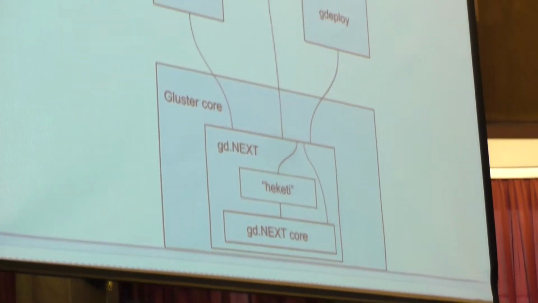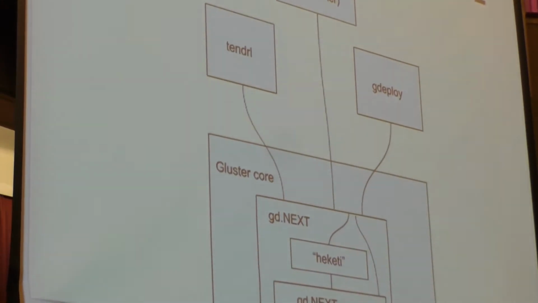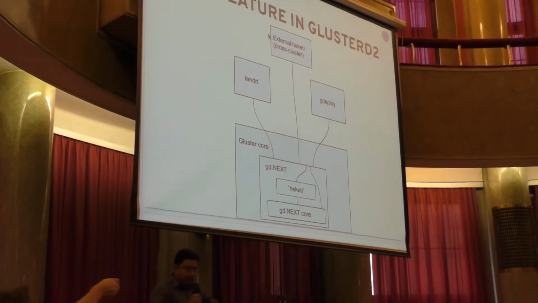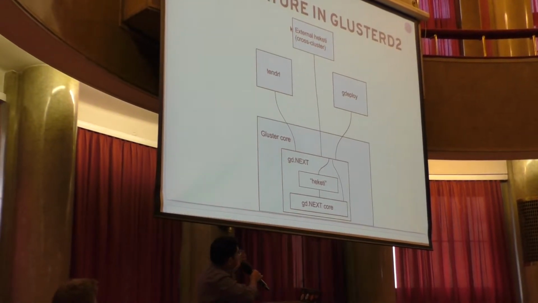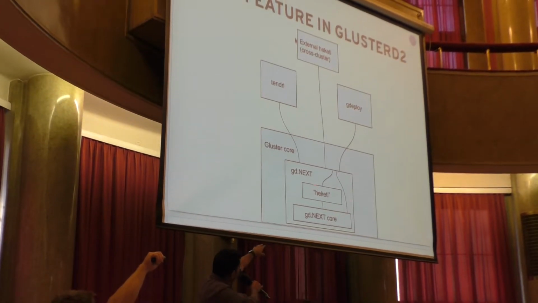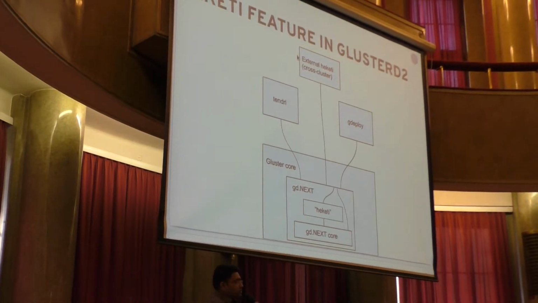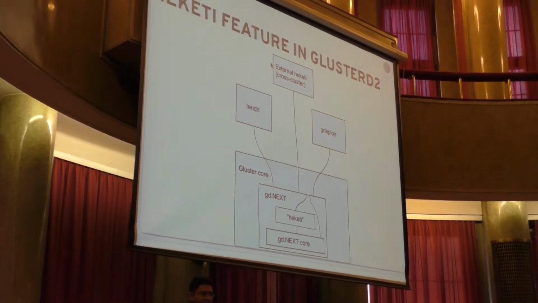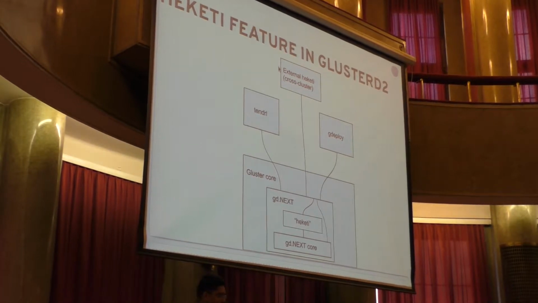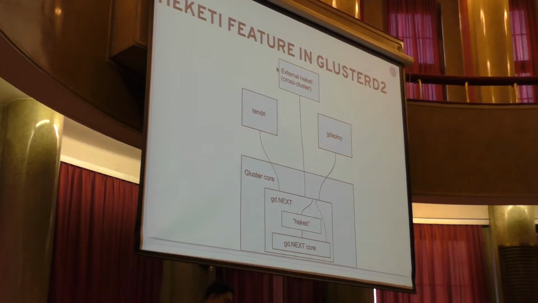If you visualize all the features of Heketi, you can classify them into two main categories. One is the box shown on the top, which is the multi-cluster management and the interface that Heketi has for Kubernetes or OpenShift and so on. And the second box is what's shown inside the Gluster core here, and that is the disk management part of Heketi. Disk management is very tightly coupled with how Gluster visualizes bricks, so it should become part of Gluster core. This is the new design.